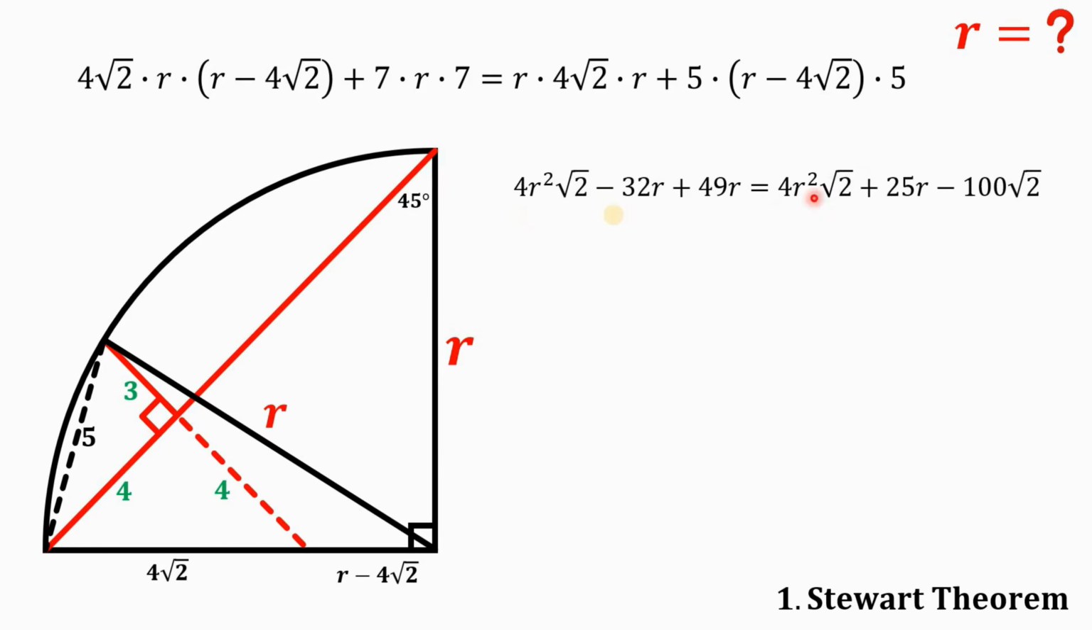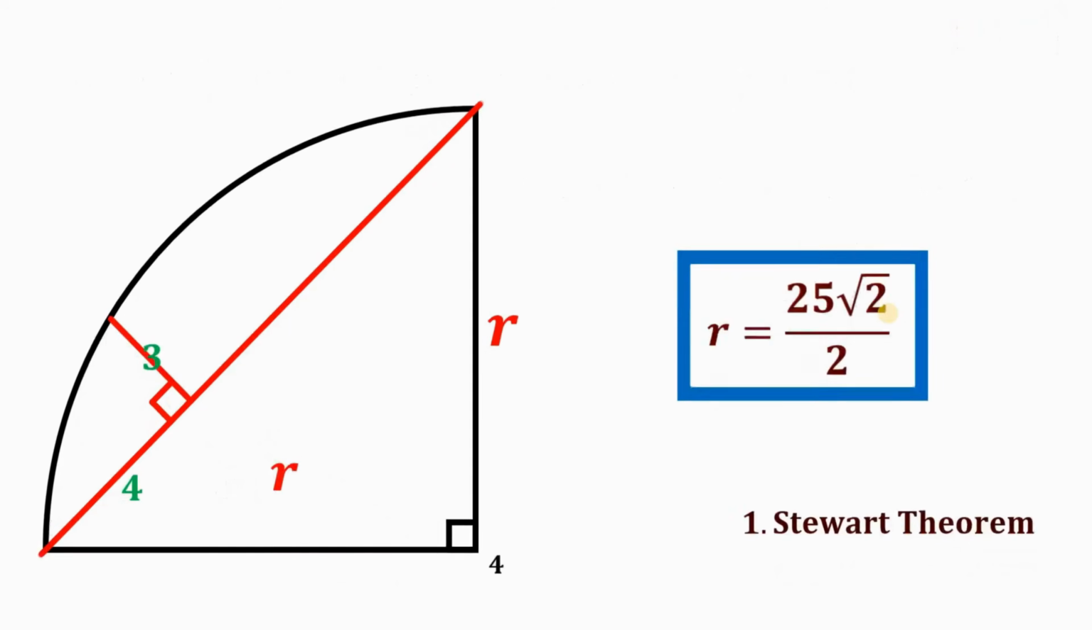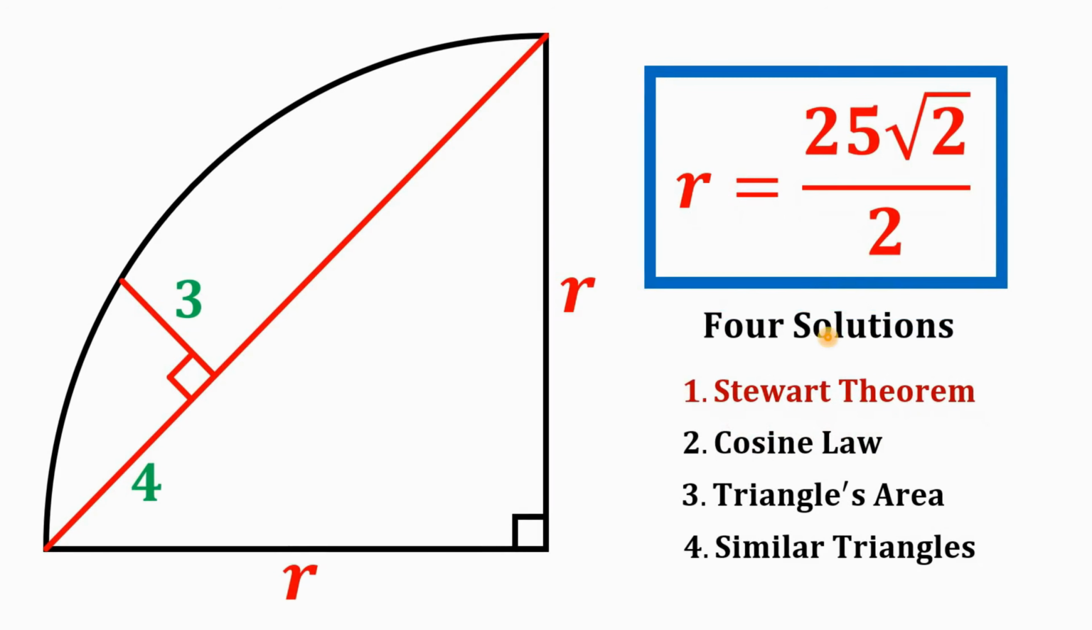If we simplify this, we get this equation. Now this is just algebra, so simplify and we get negative 8r equals negative 100 times square root of 2. And to find the value of r, divide both sides by negative 8 and simplify, and sure enough, you get r equals 25 times square root of 2 divided by 2. And that is the length of the radius of this quarter circle. So this is our first solution.